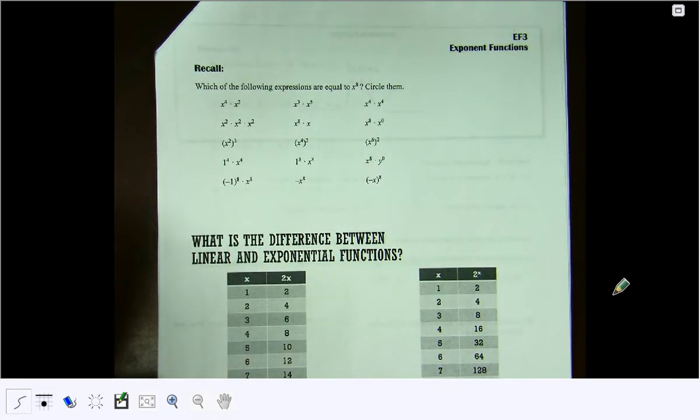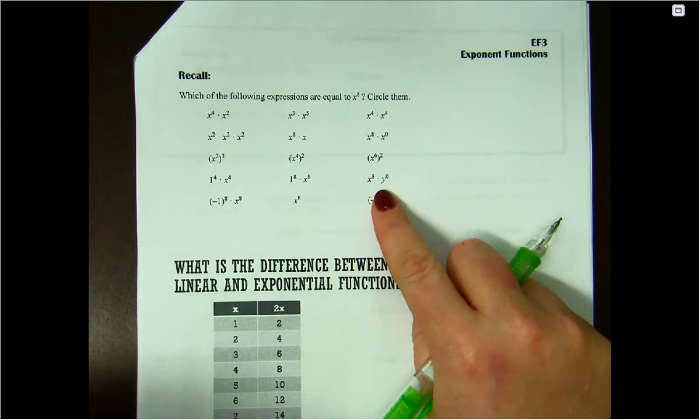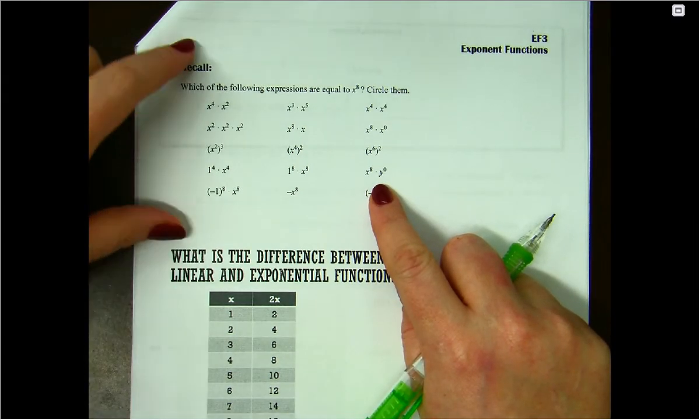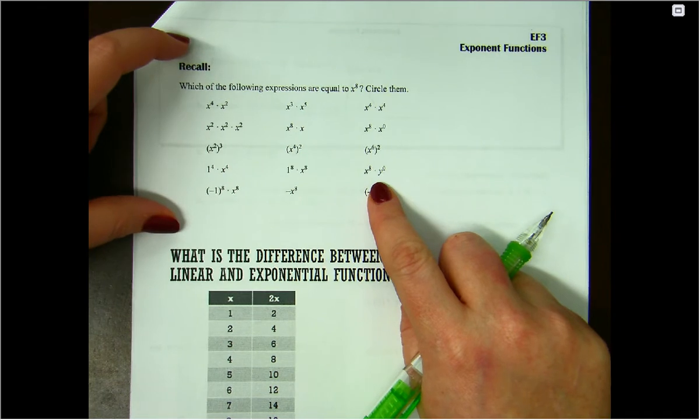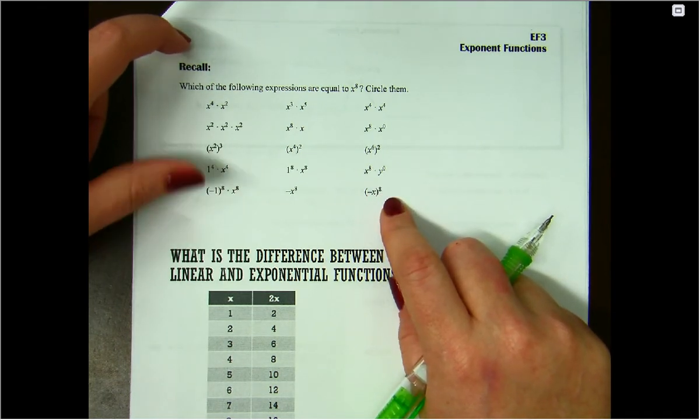So, what are we doing today? We have EF-3 exponent functions. Okay, so this little piece right here, you've got a recall, right? Recall means that we've already done this in a few of our other lessons, and I'm going to leave this up to you. So I'm actually not going to give you the answers.